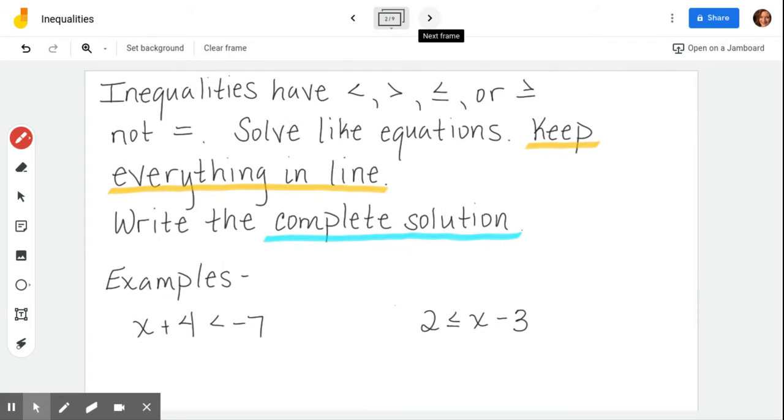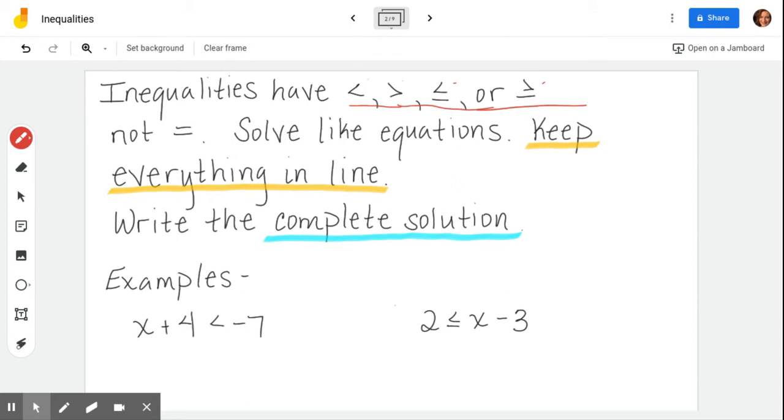So inequalities have these signs right here. This is less than. The next one is greater than, less than or equal, or greater than or equal. They will not have just a straight equal sign. You're going to still solve them like you do equations by using inverse operations. And it's going to be really important to keep everything in line vertically, up and down. You want to be sure to write the complete solution.